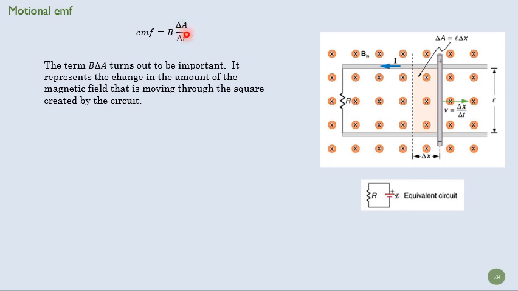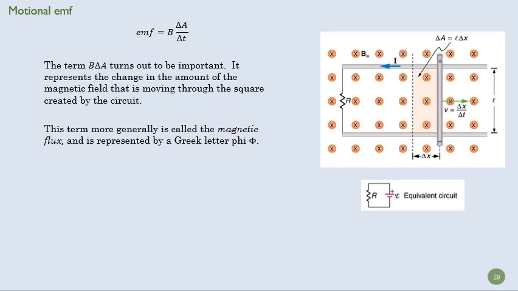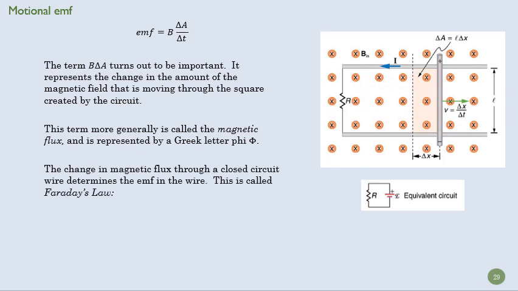Delta A is, you can see that this is sort of the velocity of the bar here, right? The faster the bar moves, the faster my area, that is the area in the loop, is going to change over time, right? B times delta A is something that we call magnetic flux. That is how many magnetic field lines are going through our loop. That's what flux is. And magnetic flux helps us determine what our EMF is according to Faraday's law.